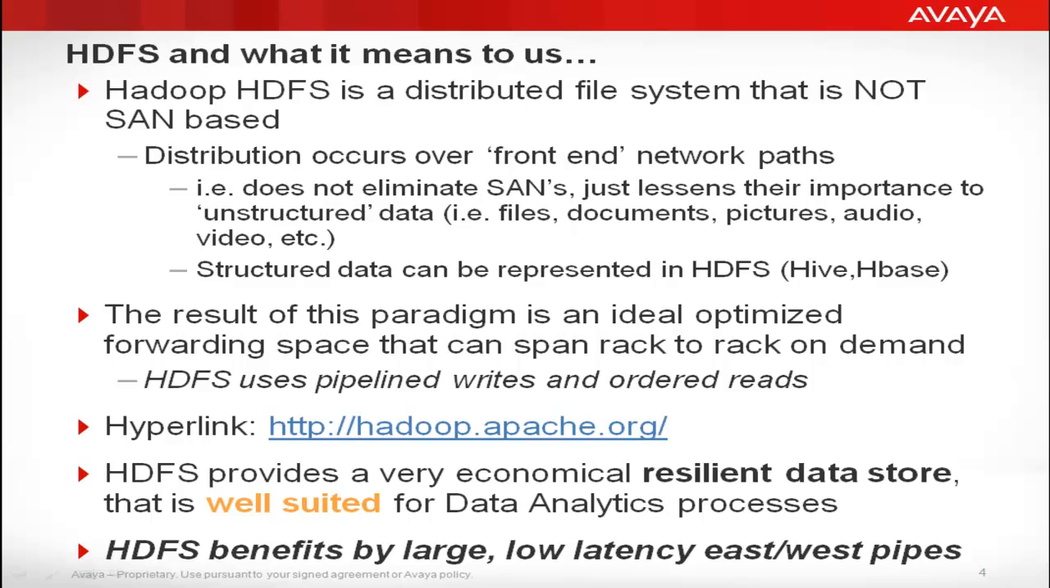In this presentation, however, we are concerned with the way HDFS behaves at the network level. HDFS leverages front-end network paths, such as those that are provided by normal Ethernet interfaces. SANs can still play a role, but their importance is greatly lessened, and some say HDFS is better without any SAN systems in the cluster whatsoever. Another important point is that HDFS uses pipeline writes and ordered reads throughout the cluster. Some upcoming slides will clarify what this means.